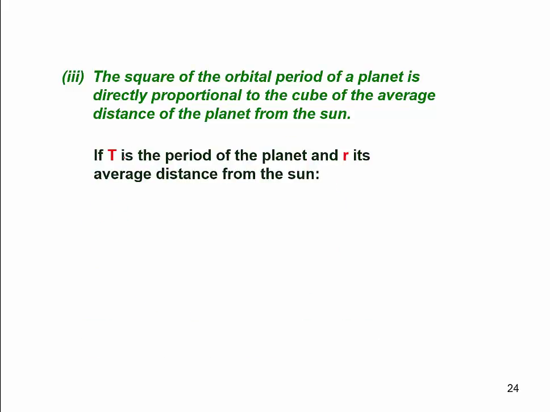The third law says if the period t is the time taken for the planet to go around once and r is its average distance, then t squared equals k r cubed, where k is a constant. In the last lesson we said t squared divided by r cubed is a constant, and that constant is 1 when t is measured in Earth years and r is measured in astronomical units. Right? Okay, let's move on.